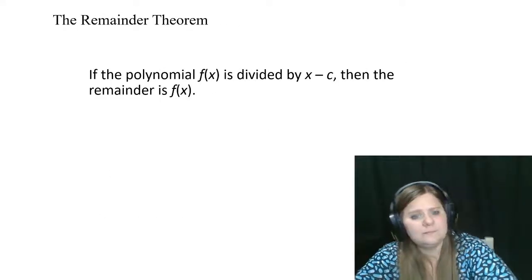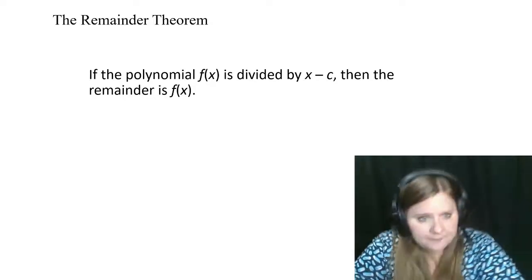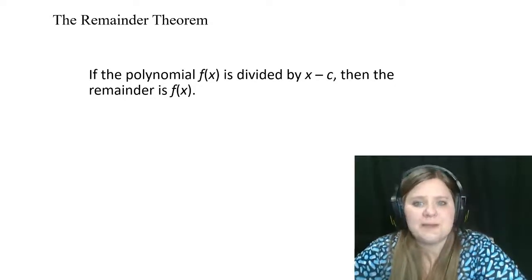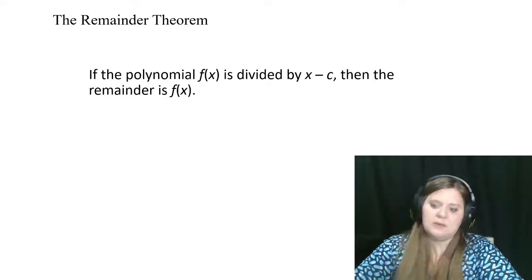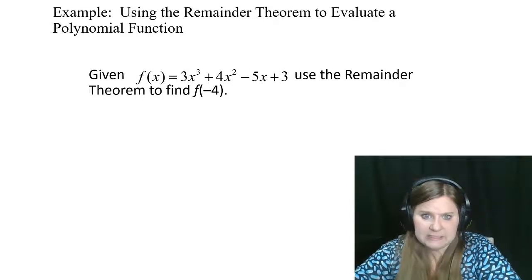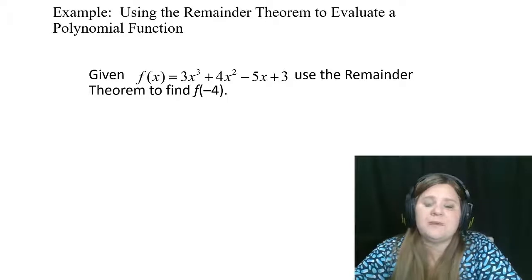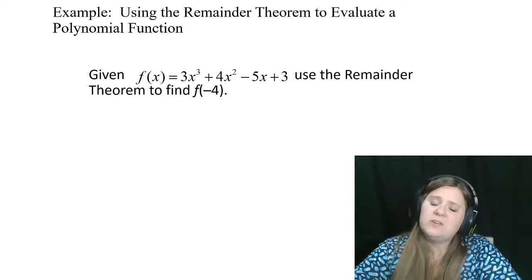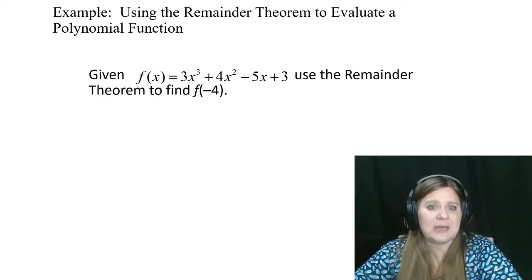Now, let's say we have a remainder, okay? So the polynomial f of x is divided by x minus c, then the remainder is f of c. So what do I mean by that? Well, let's take a look at this function here. I want to use what's called the remainder theorem to find f of -4. The good news is that this is actually a super easy way to evaluate functions at values.